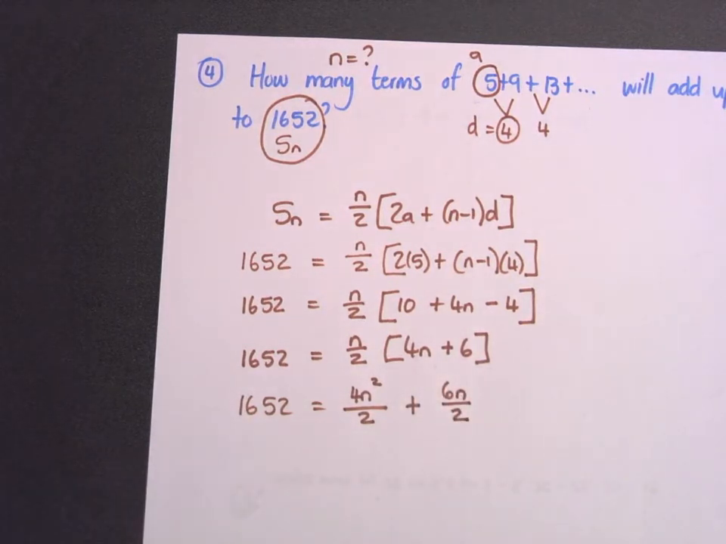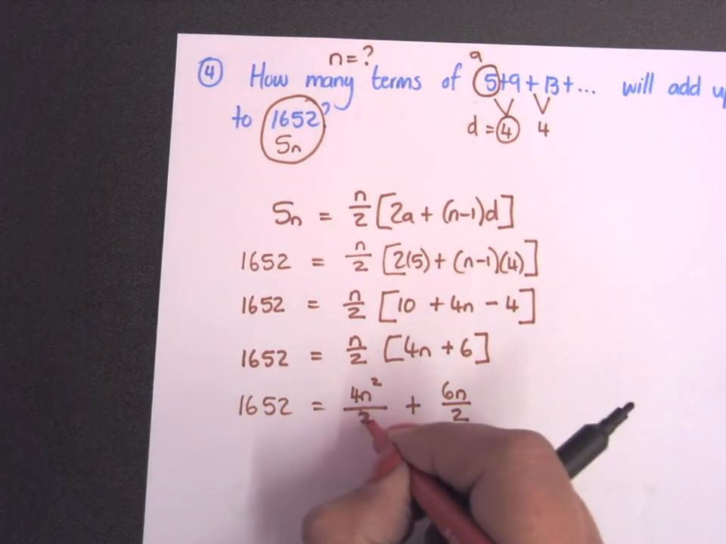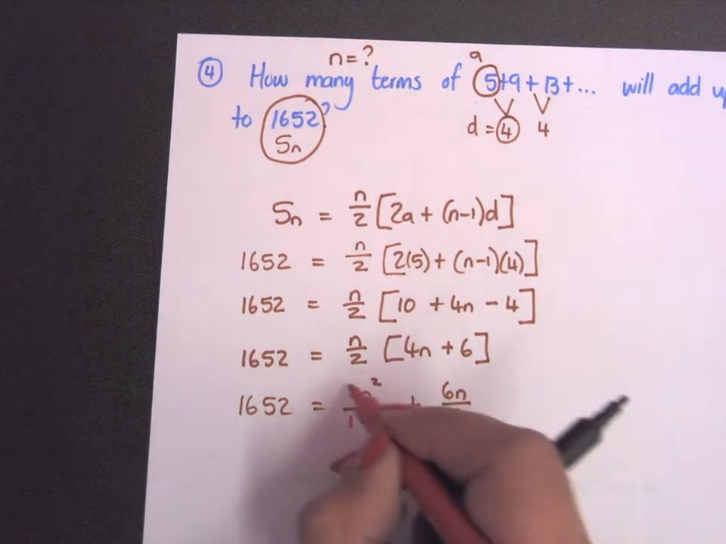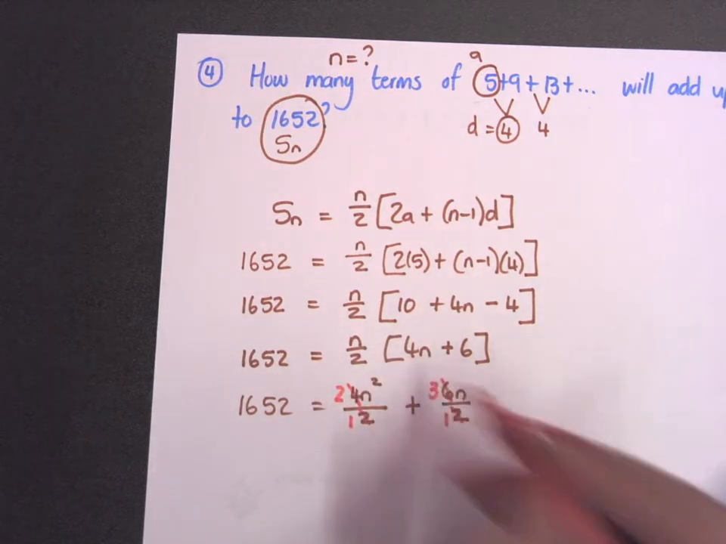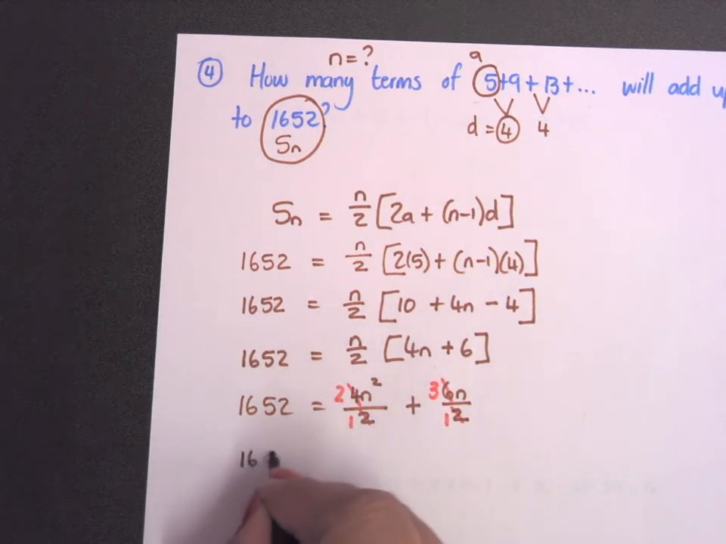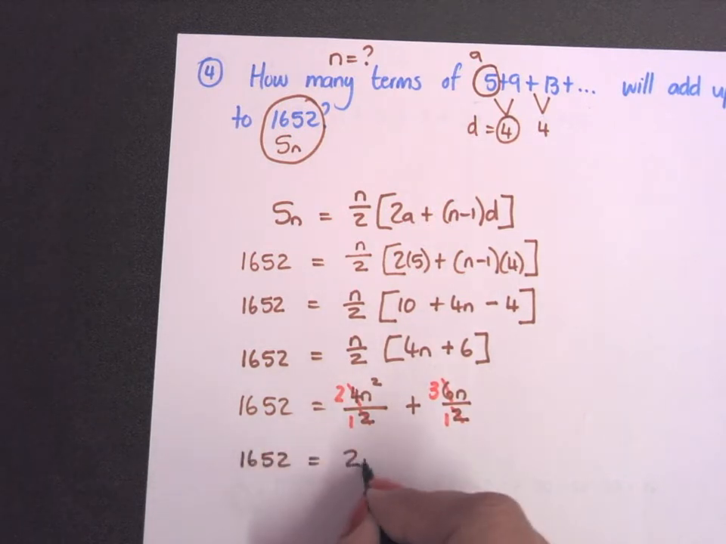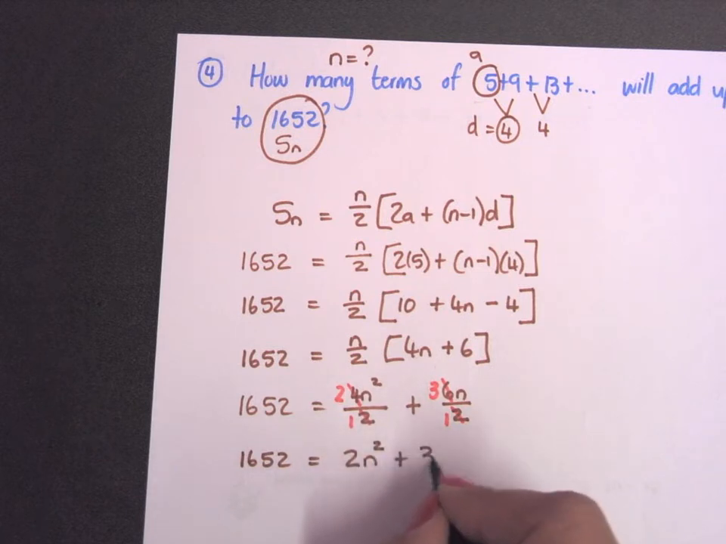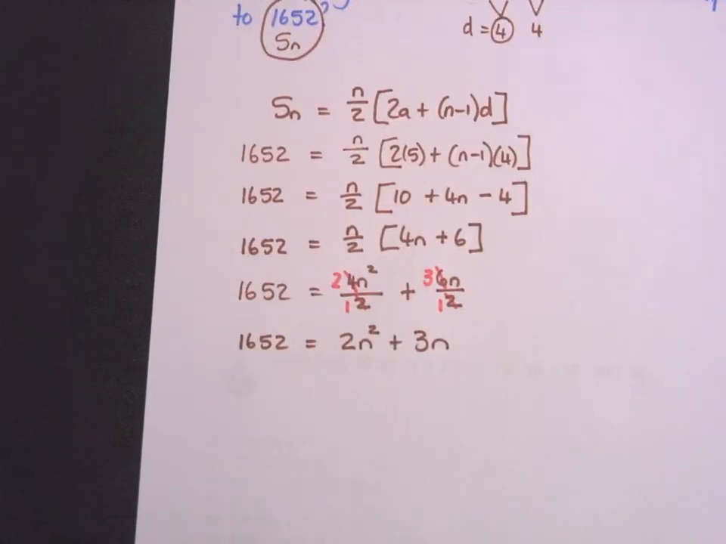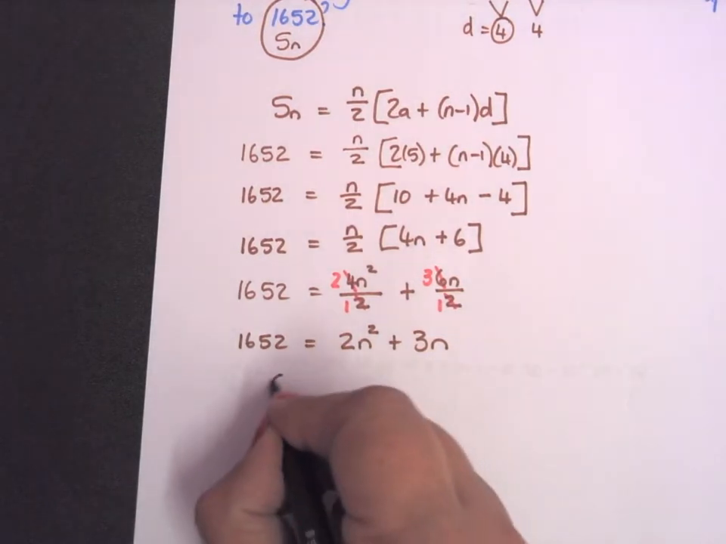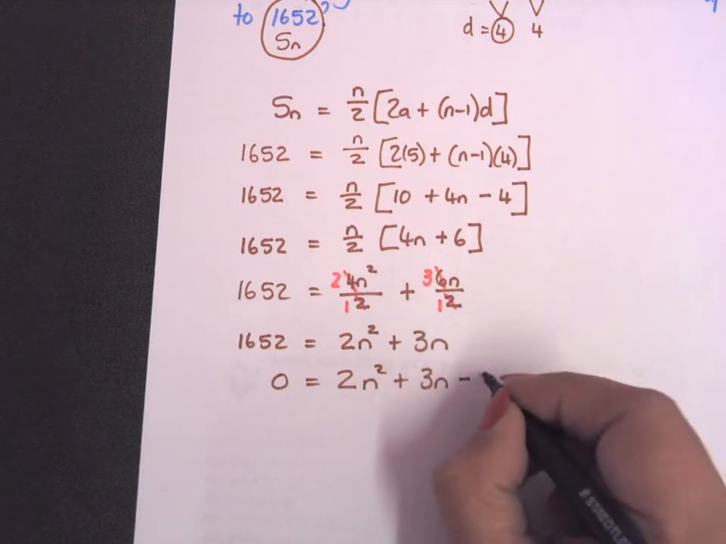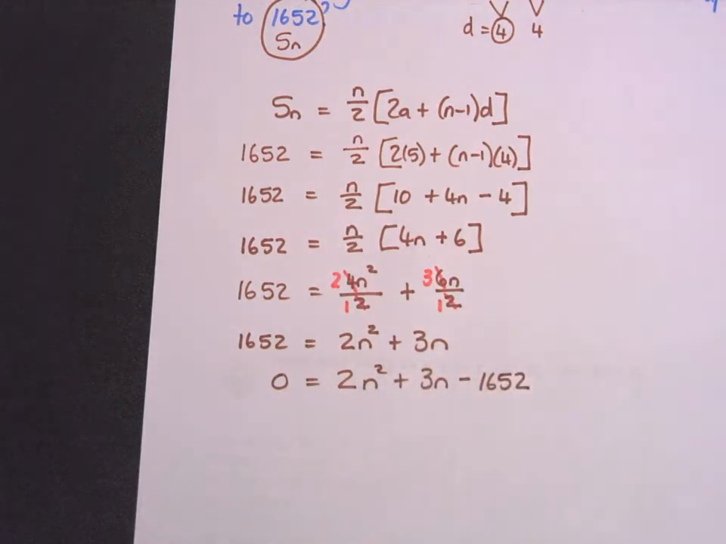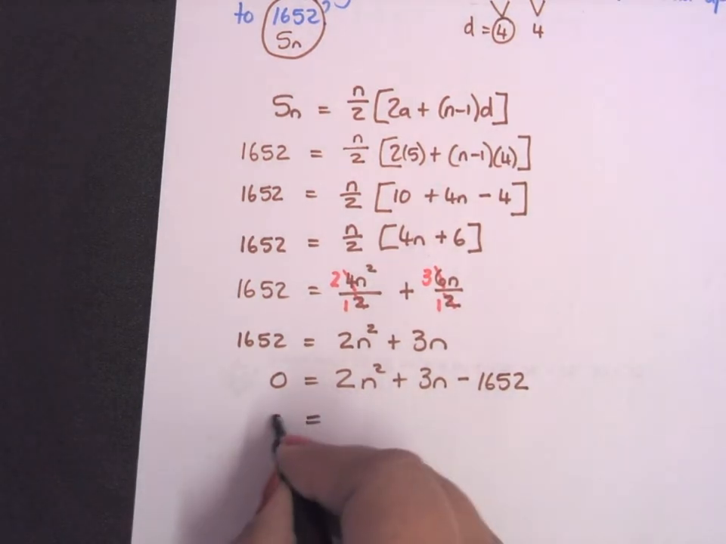And now you can divide. 2 goes into itself once and into 4 2 times. 2 goes into itself once and into 6 3 times. And we have 1652 equals 2n squared plus 3n. This looks a lot like a trinomial. So let's make it one: 2n squared plus 3n minus 1652. And now I need to get my factors.